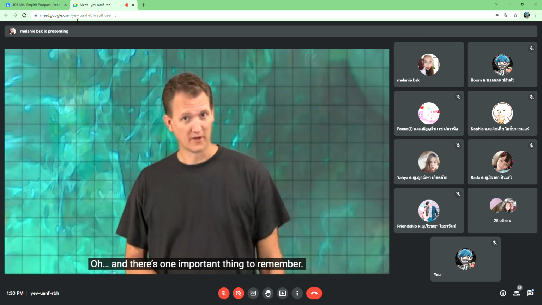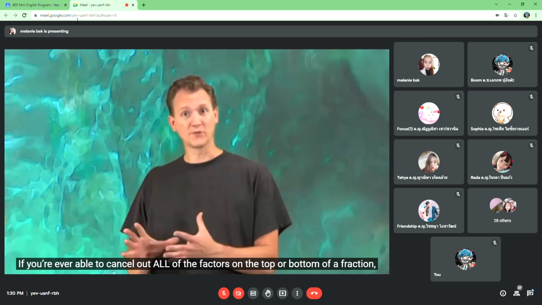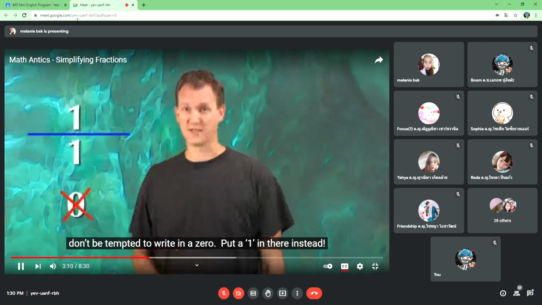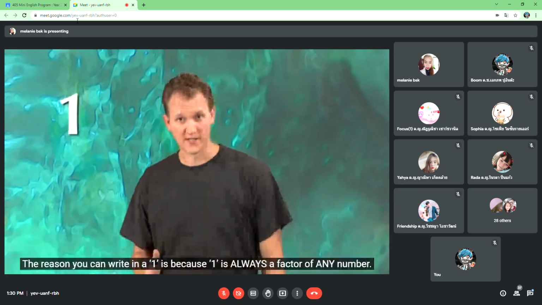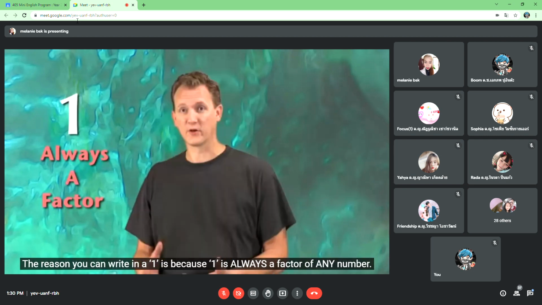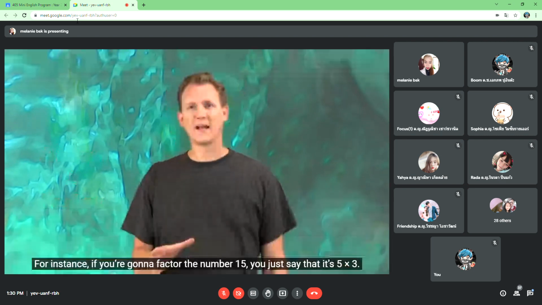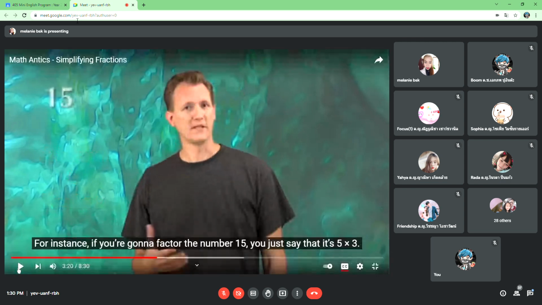Oh, and there's one important thing to remember. If you're ever able to cancel out all of the factors on the top or bottom of a fraction, don't be tempted to write in a 0. Put a 1 in there instead. The reason you can write in a 1 is because 1 is always a factor of any number. It's just we usually don't write it in. For instance, if you're going to factor the number 15.